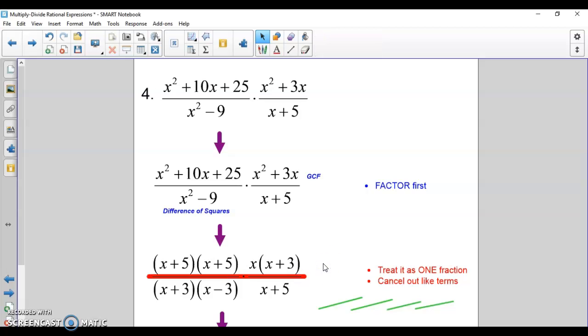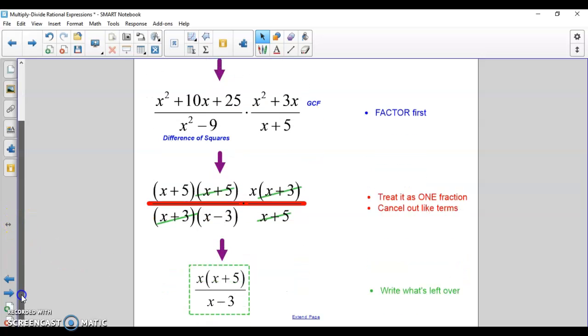So we got that. Now, I see an x plus 3 that can cancel, 1 on top, 1 on the bottom. Now, I have 2 x plus 5s up top and only 1 on the bottom. It's a 1-for-1 deal, so I can cancel out 1 x plus 5 up top with the only 1 on the bottom. Alright? So I need to only cancel out 1. You can't cancel out both.